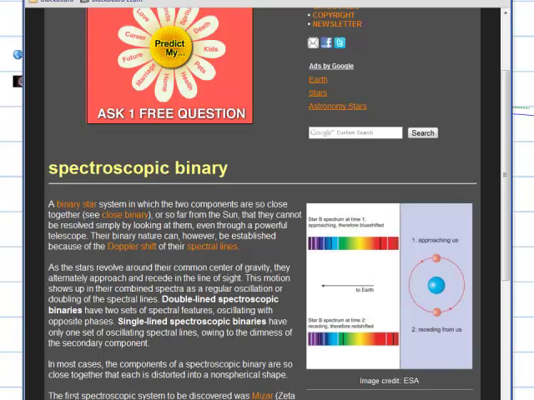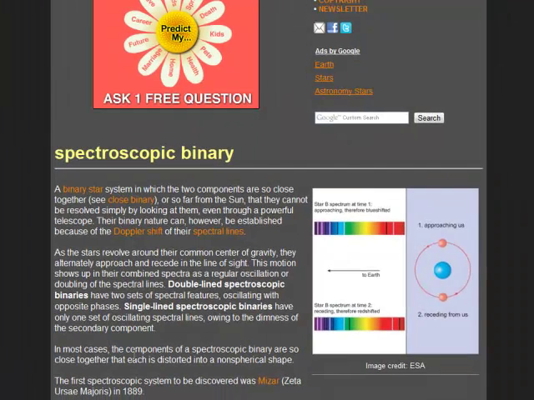And actually, here it says the first spectroscopic system. It's just off the page here. Oops. That's okay. The first spectroscopic system was Mizar in 1889, not with Alcor, which is still not known if that one is actually in orbit around Mizar, but Mizar itself is kind of like a double, triple, quadruple system, this Mizar here, and as it says, that was first discovered in 1889.